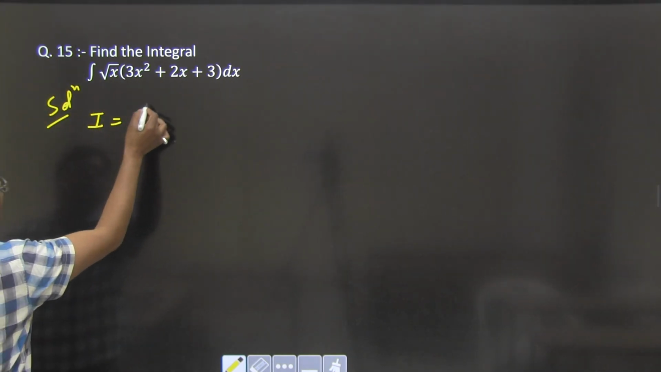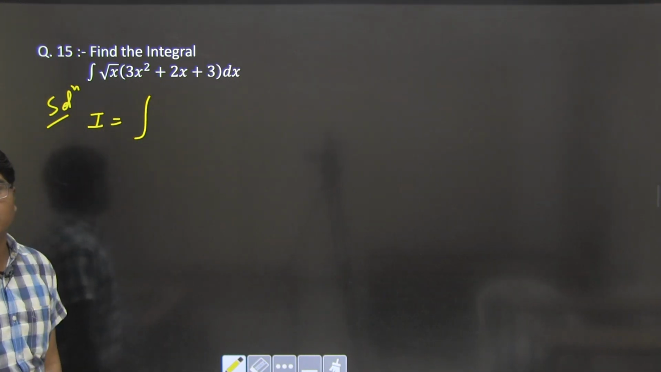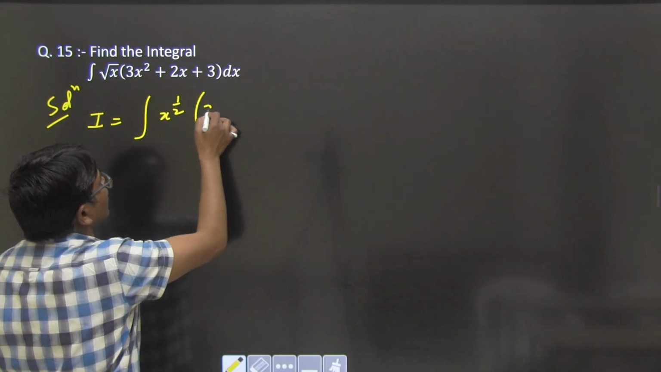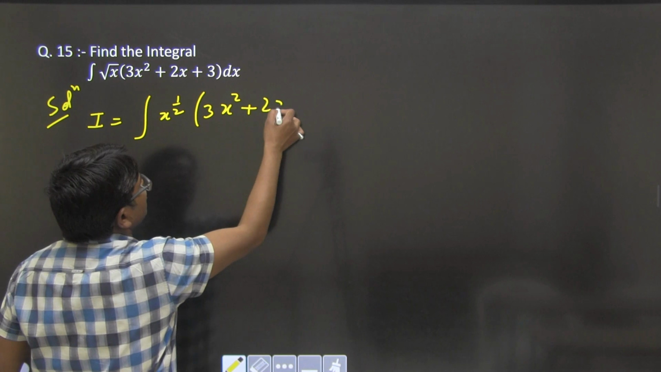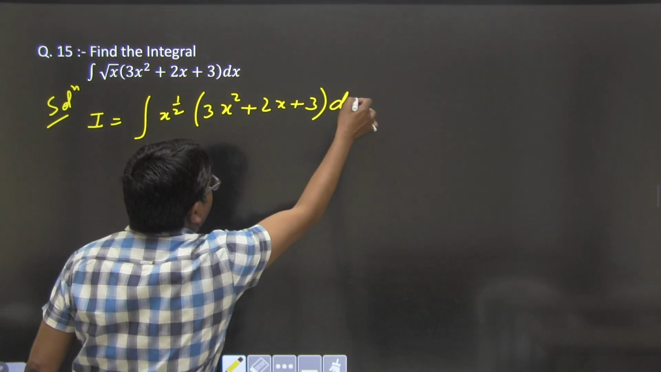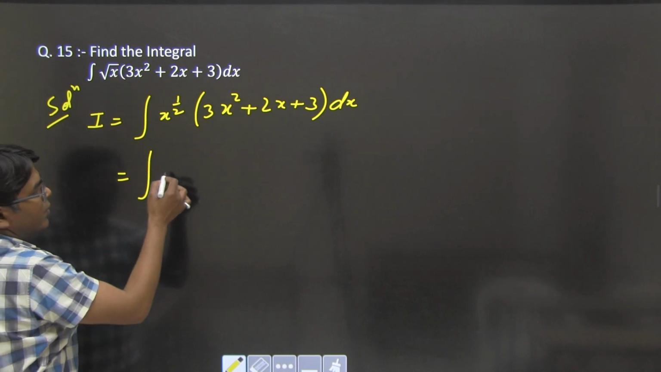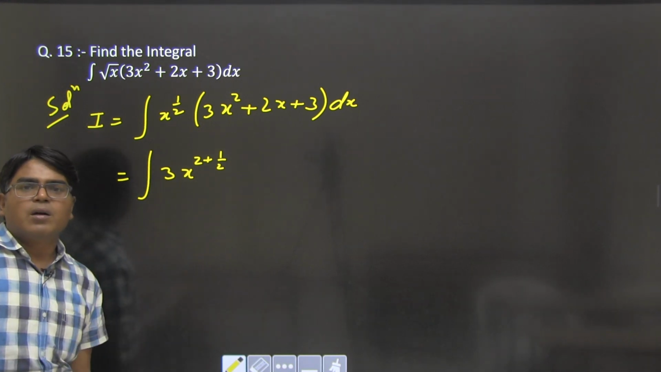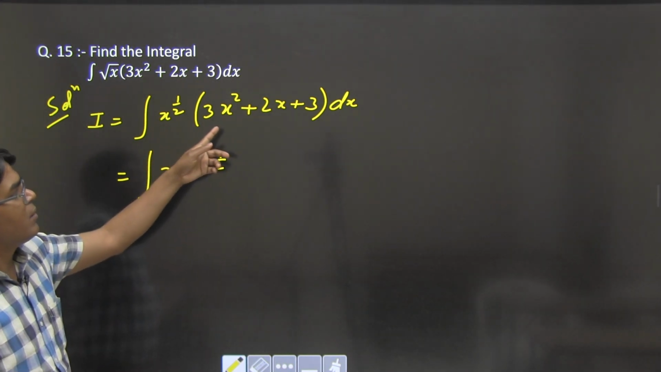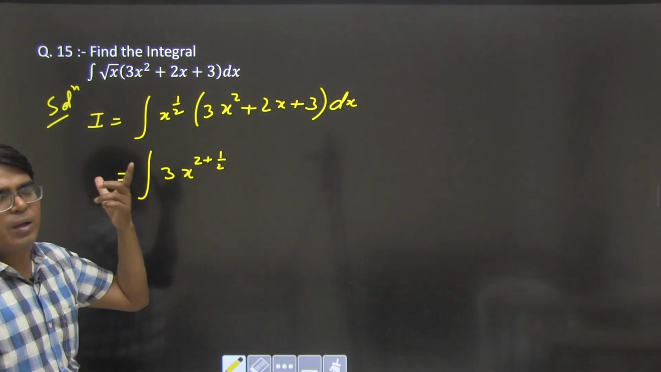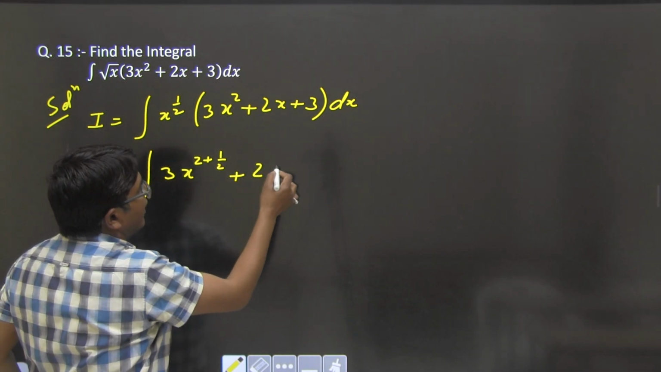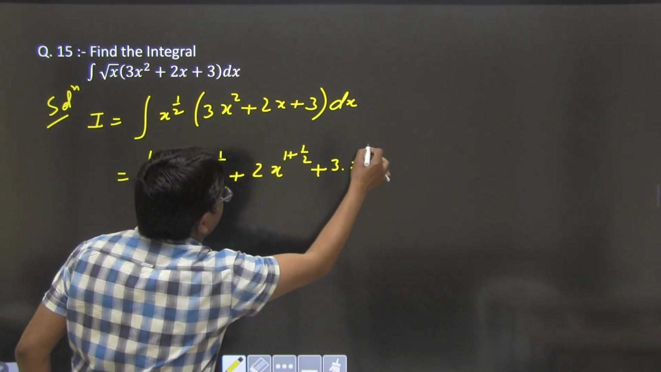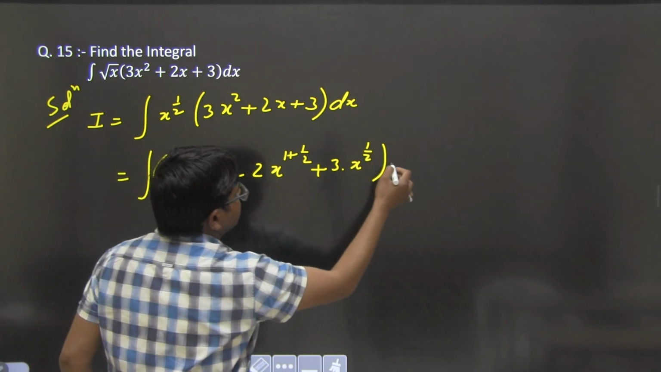Let I be equal to, in place of √x, we can put x to the power 1/2, (3x² + 2x + 3) dx. Here we can write 2 plus 1/2 because on multiplying the same base, the powers will add. Now, 2x times x to the power 1 plus 1/2, plus 3 times x to the power 1/2 dx.